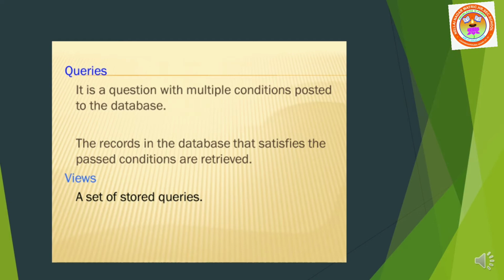Views means a set of stored queries. So as many queries as you want, you can create. For one table, you can create many queries. Those queries are stored as a set. That set is called a view.